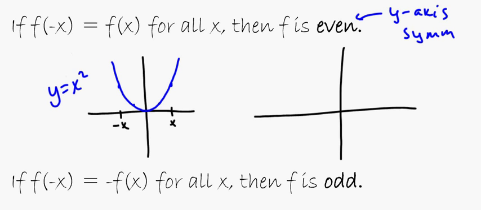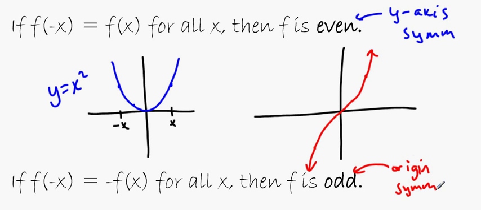Similarly, if f of negative x is the negative of f of x, so whatever the y value is here at this x value, I go to its opposite x value and I get the negative of that. If that happens, then we get what's called an odd function. Odd functions have origin symmetry, functions like x cubed. So you can think for a moment about why we might call those functions odd.